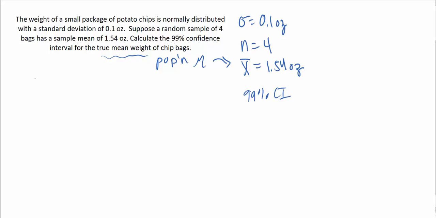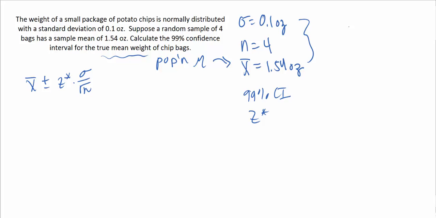So the first step is to remember the formula for a confidence interval. We have our point estimate, x bar, plus or minus a z critical value, times the standard error, which is sigma over the square root of n. We have most of these values already written over here. However, we still need to know what z star is.